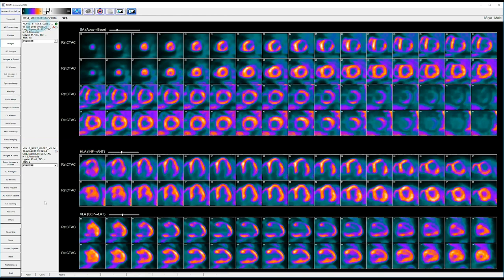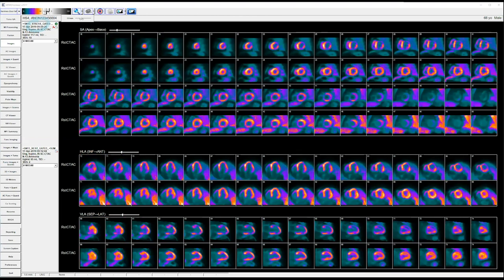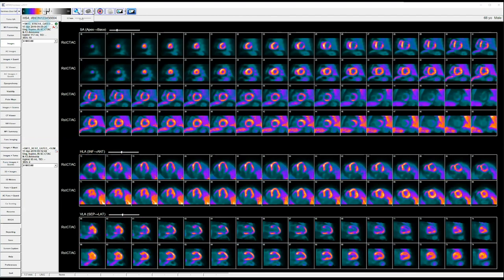And then the other thing to note is the RV uptake increases on the stress images, which is again consistent with multivessel disease. Good. This is a good interpretation. So just zooming out so you can see everything.